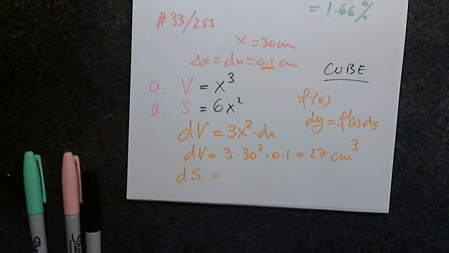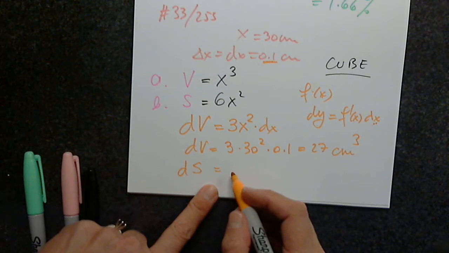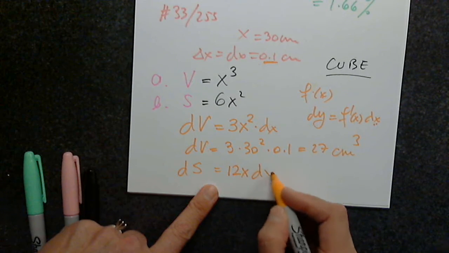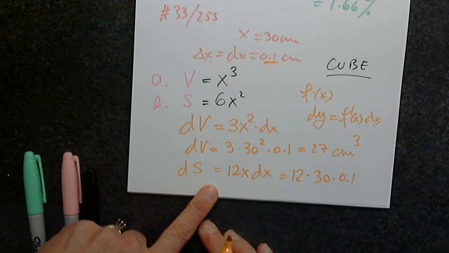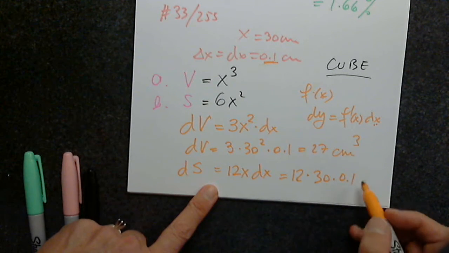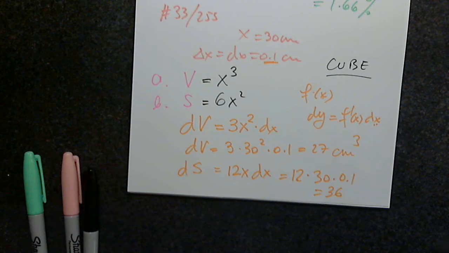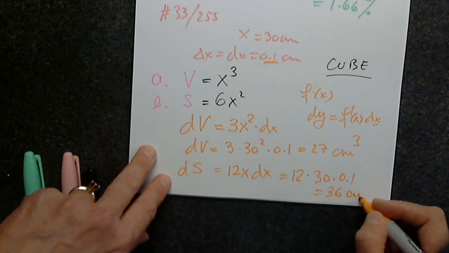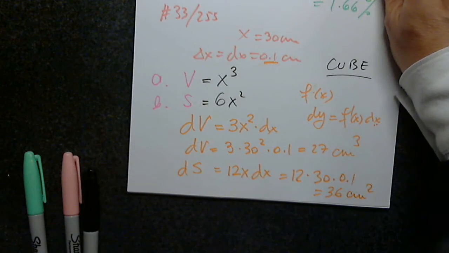The approximate error. How do I write this? Very good. So this is 12 times 30 times 0.1. So 360 times 0.1 will be 36. And what is this? Measurement unit? Perfect. Now they want the relative error for both.